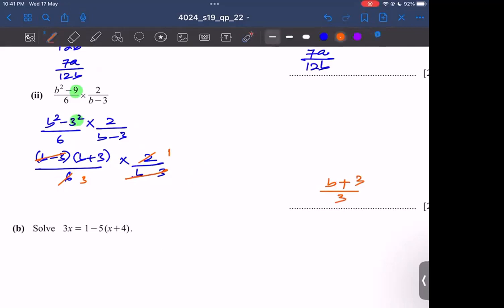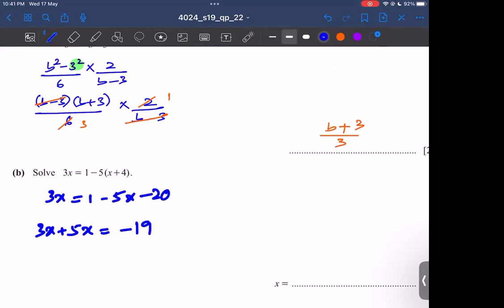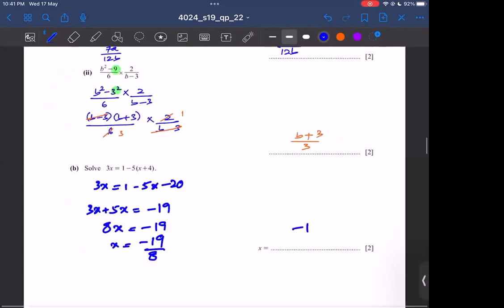Now it says solve the equation. Okay, let's solve the equation. Solve means to find out the value of an unknown variable. So it is 3x equals 1 minus 5(x minus 4), which is 1 minus 5x plus 20... I just shifted minus 5x to the left hand side, it becomes plus 5x. 3x plus 5x. 1 minus 20 is minus 19. So it is going to be 8x equals minus 19. X value is minus 19 upon 8. So I got the answer minus 19 upon 8. Okay, so this is my final answer for x.